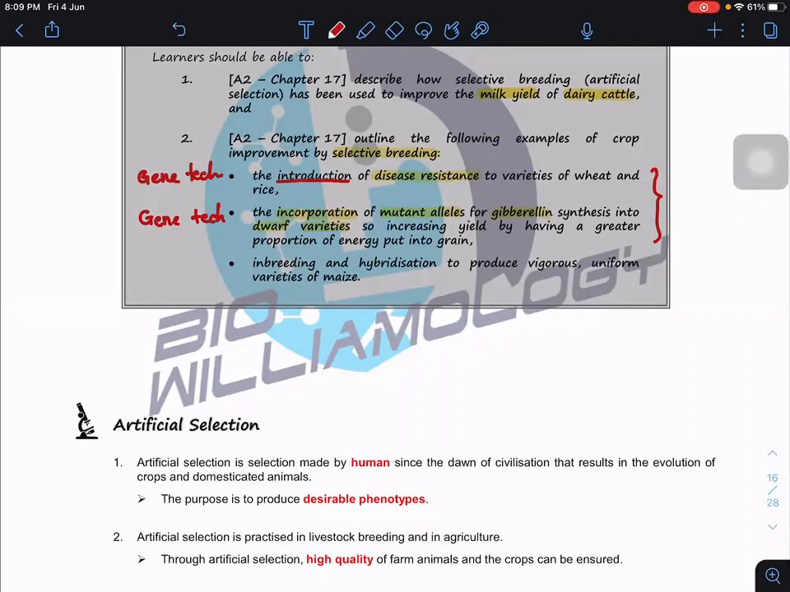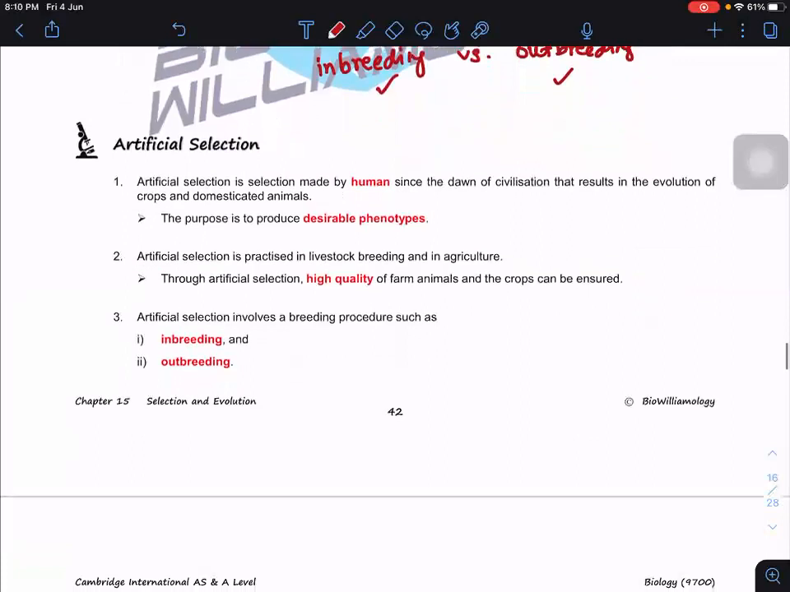Our focus in this topic will be inbreeding and hybridization. In this case, we are going to talk about the difference between inbreeding and outbreeding, the benefits of inbreeding, and the advantages of outbreeding. Basically, this will be the first hour of today's lesson. So first we look at artificial selection.